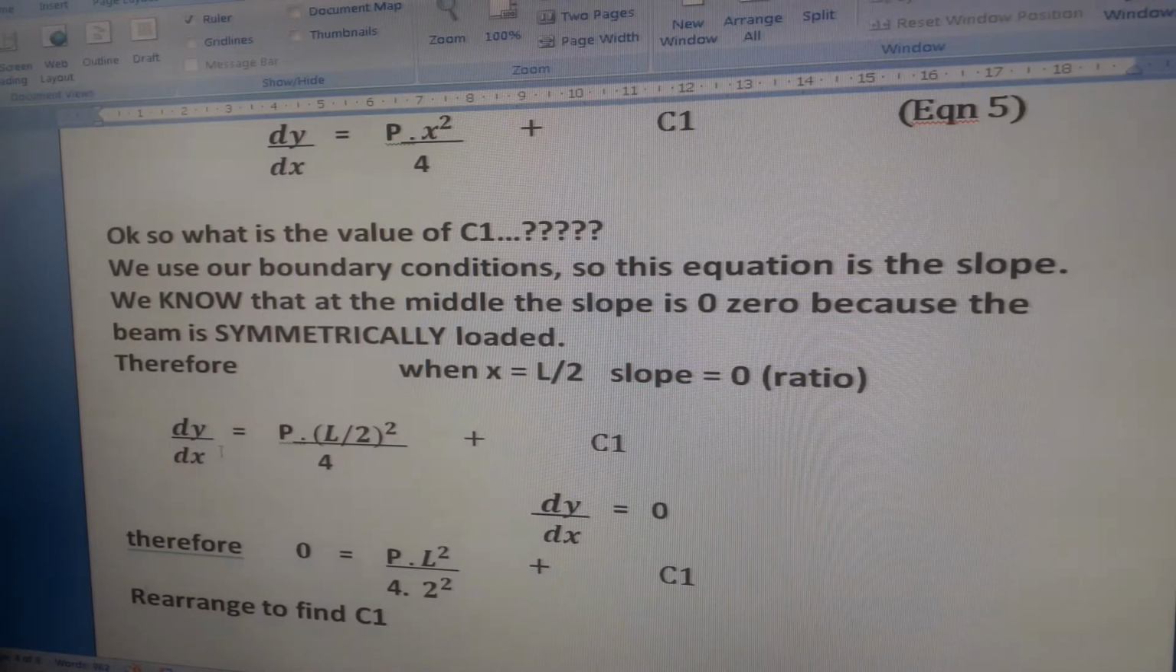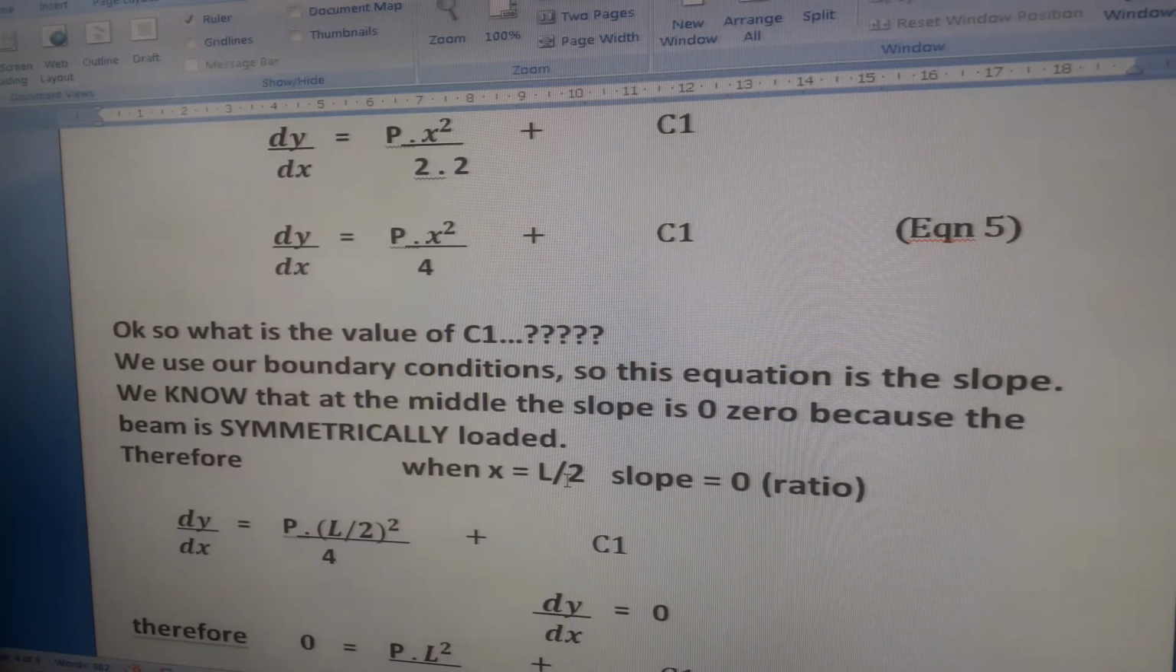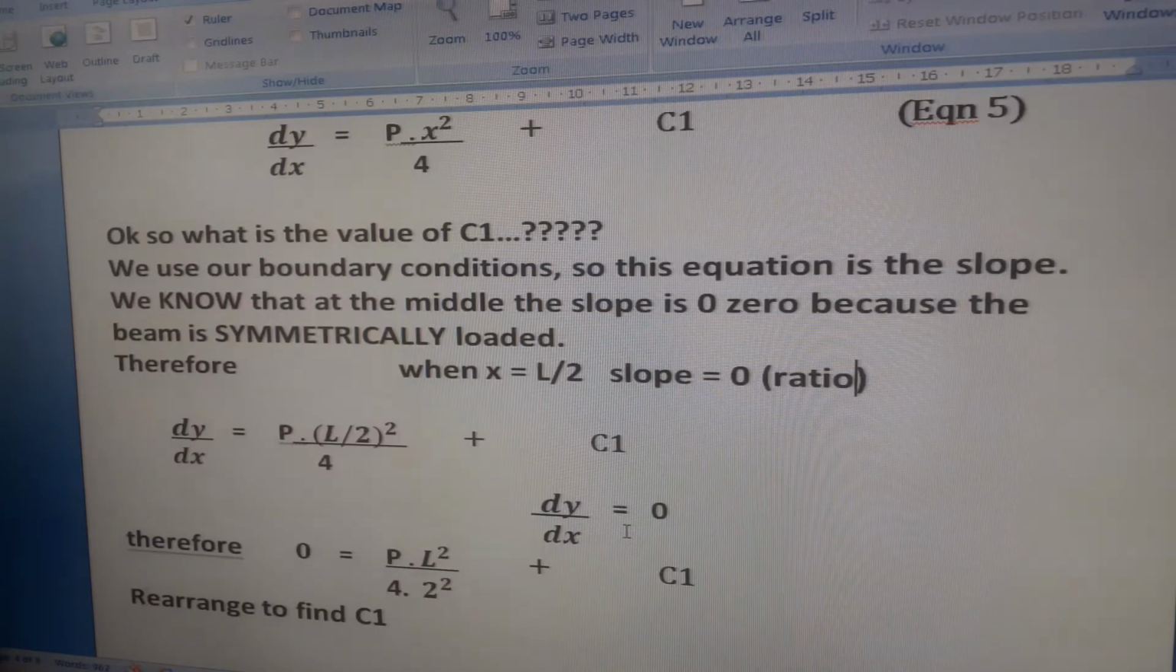So dy over dx equals P, and we've got to put L over 2 where we had x in the above equation. Now instead of x squared, we're going to put L over 2 squared. So P times L over 2 squared divided by 4 plus c1. Where slope is 0, that's at the middle, dy over dx equals 0.